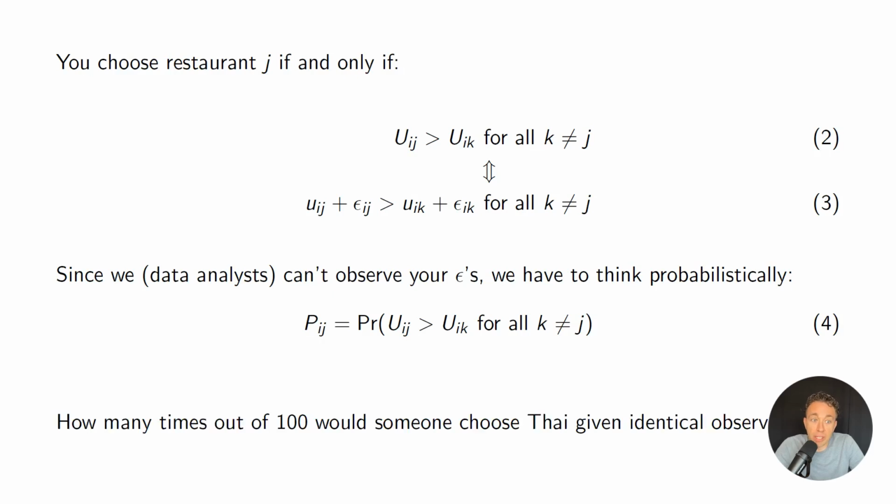So if we were thinking about how to conceptualize this probability, we would say if we reset the epsilon and we took 100 different draws from epsilon, how many times out of 100 would we expect this person to have chosen to eat at the Thai restaurant?